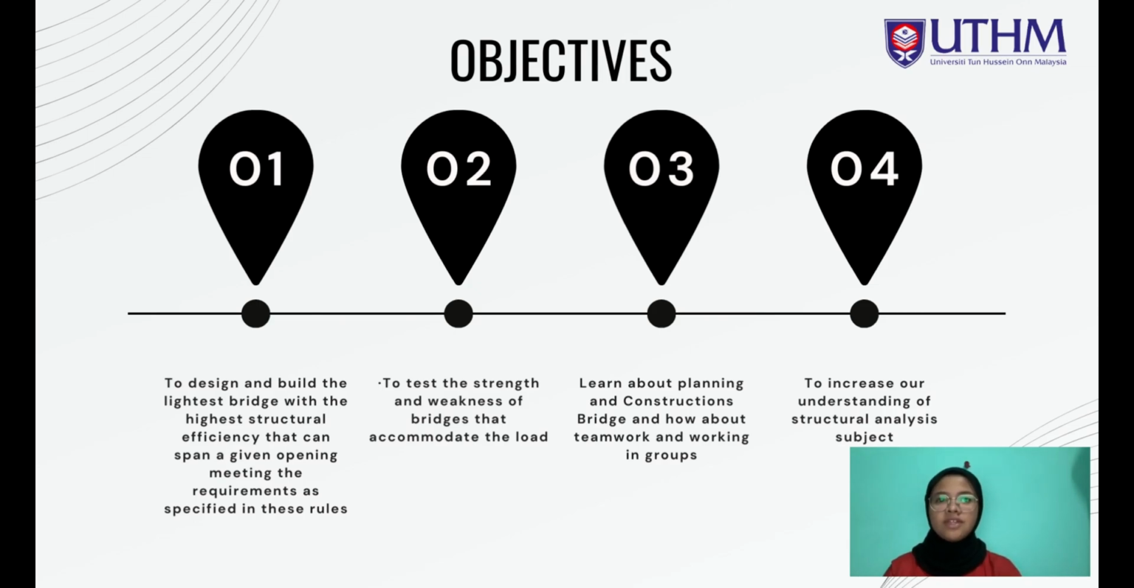Assalamualaikum, I Nur Hazrin Abi Nabila binti Muhammad Zahiri, matrix number DF210035, would like to explain the objective and the methodology of this project. First, let us start with the objective. The first objective is to design and build the lightest bridge with the highest structural efficiency that can span a given opening, meeting the requirements as specified in the rules. Next is to make a creative and buildable model bridge and to test the strength and weakness of the bridge that accommodates the load. Other than that, to learn about planning and construction of a bridge and about teamwork in groups, and lastly, to increase our understanding of the structural analysis subject.